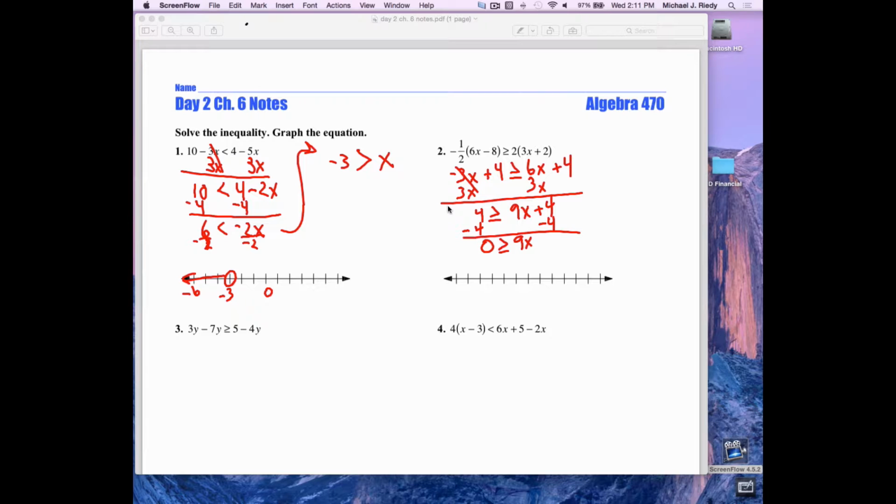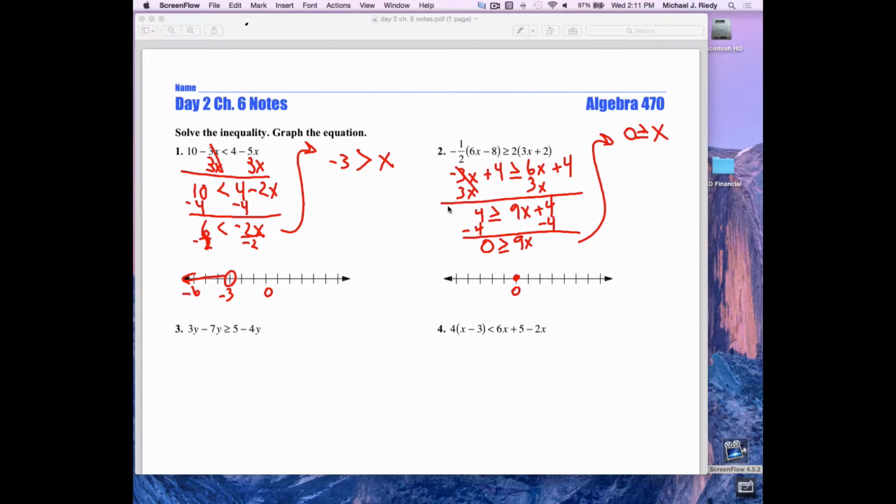Are we worried about this yet? No, shouldn't be. What's the last step? Divide by 9. What's 0 divided by 9? 0. 0 is greater than or equal to x. What's my critical number? 0. Open dot or solid dot? Solid, because it's a greater than or equal to.